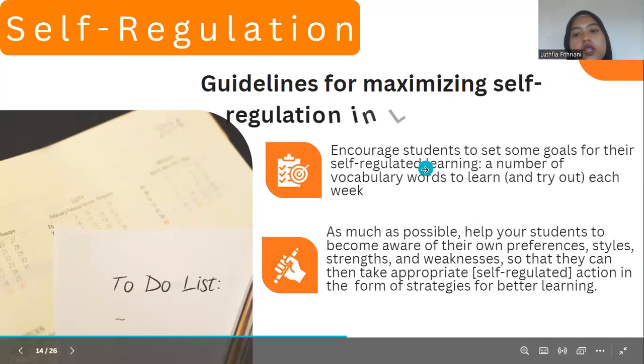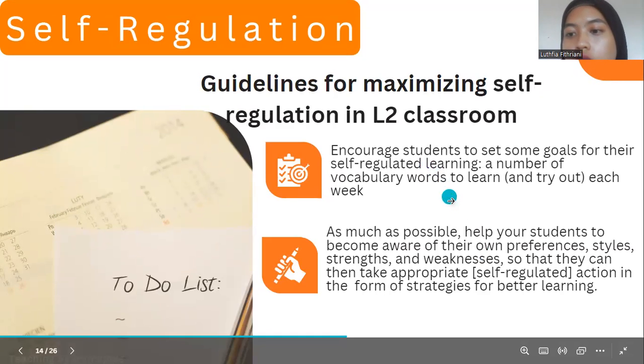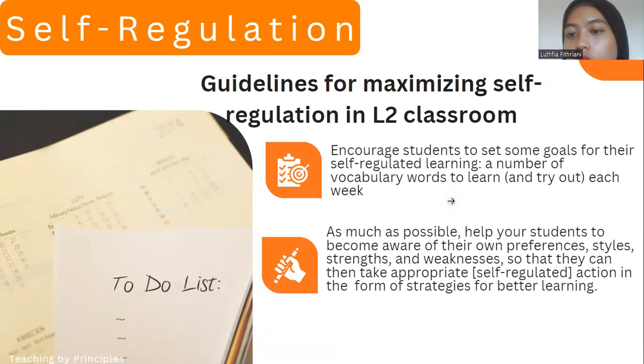The third, encourage students to set some goals for their self-regulated learning, such as the number of vocab words to learn and try out each week. The fourth, as much as possible, help your students to become aware of their own preferences, styles, strengths, and weaknesses, so that they can then take appropriate self-regulated action in the form of strategies for better learning.